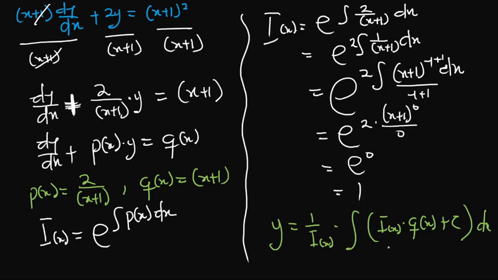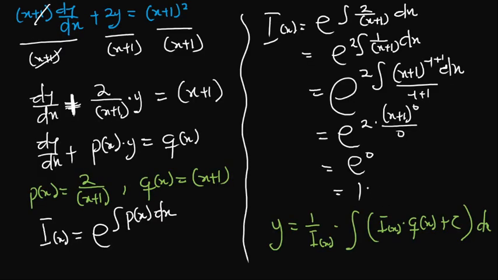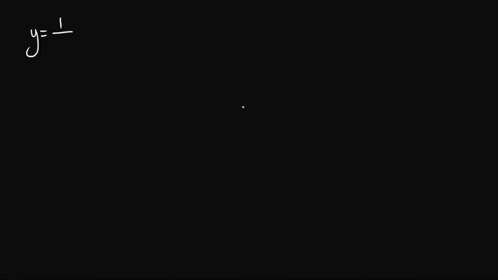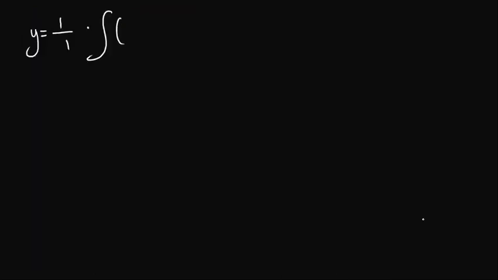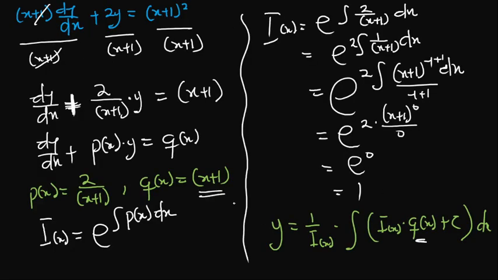So from here, let's go ahead and see what we have. Let me do that on a new slide. So we are going to have y equal to 1 over the integrating factor that we found over here, which is 1, so we have 1 over 1, multiplied by the integral of the integrating factor, which is 1, and then the function q of x. So we have 1 multiplied by the function q of x, which is x plus 1, then dx. Remember, the function q of x is x plus 1 over here.